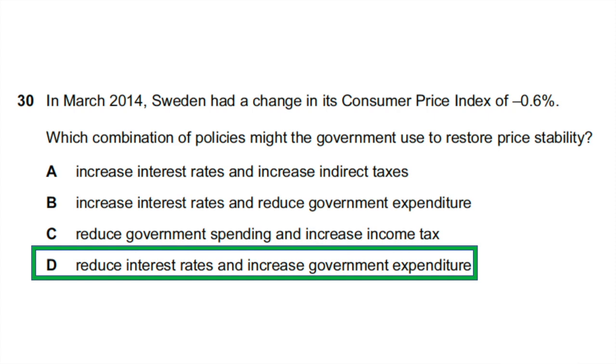If the change in the consumer price index is negative, it indicates prices are falling. This likely means that aggregate demand is falling and that the government should pursue expansionary policies to increase economic growth. This includes option D, reducing interest rates and increasing government expenditure. In options A and B, increasing the interest rate would cause aggregate demand to fall further, and both fiscal policies in option C are contractionary. Therefore, our best choice is D.